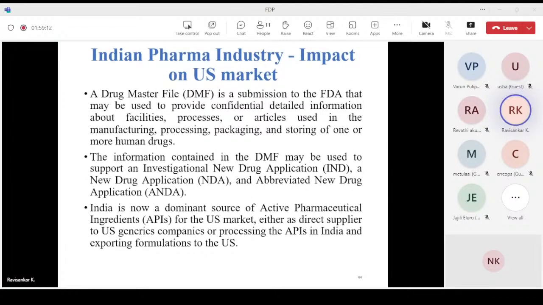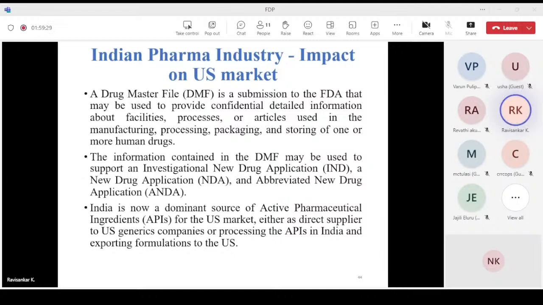And one more thing in the US market is a DMF. DMF is Drug Master File, which is a submission to the FDA that may be used to provide confidential information about our facilities, process, and articles used in the manufacturing, packing, and storing.